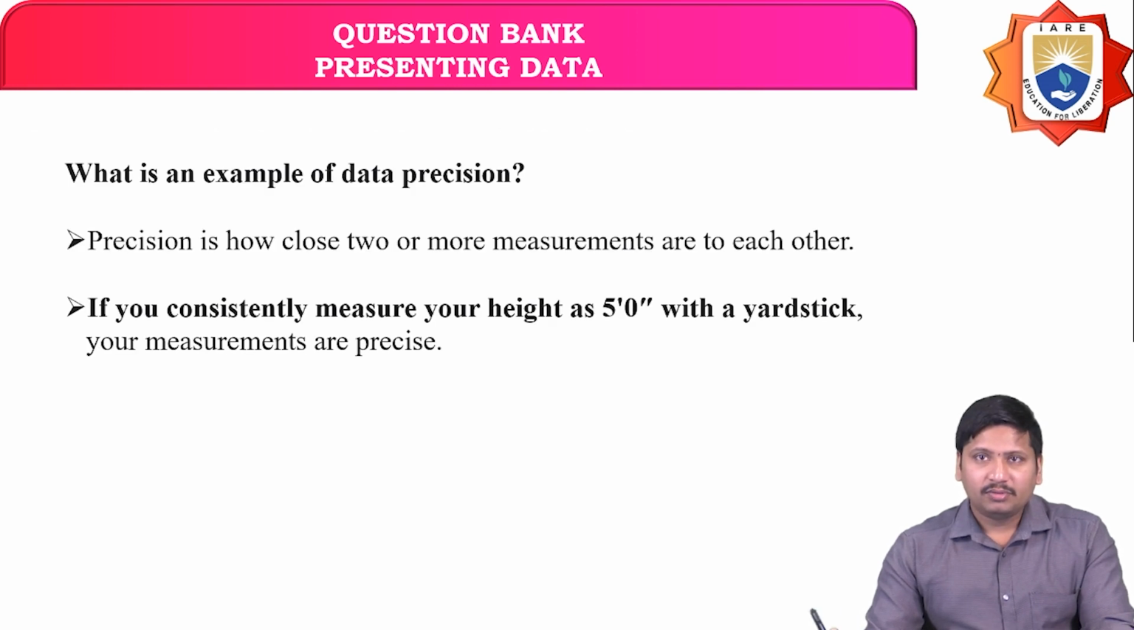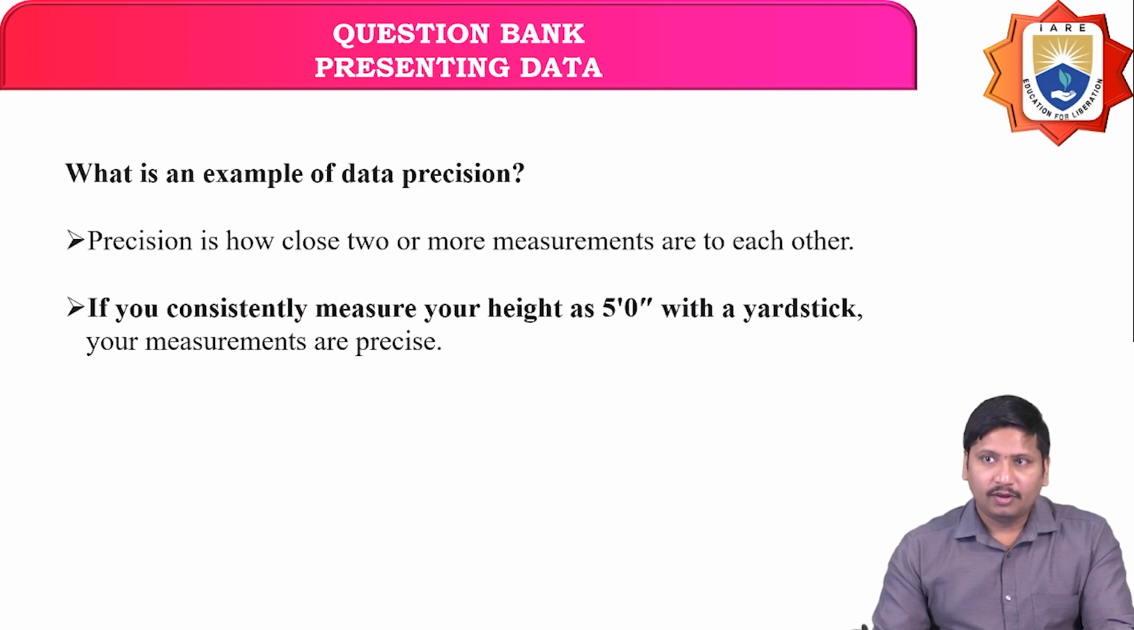Now, an example of data precision. Precision is how close two or more experiments are to each other, right? So if you consistently measure your height with a yardstick, then your measurements should be precise.